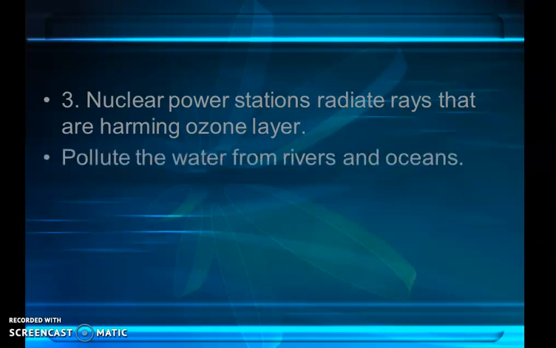Fourth reason, the waste of a nuclear power station pollutes the water of rivers and oceans. Also, to keep this process at the normal level, to reduce the heat released during this process, a lot of water is used, and this water later on will go to rivers or to oceans, so it can pollute the water. So this is another reason for the negative EIR of nuclear power stations.